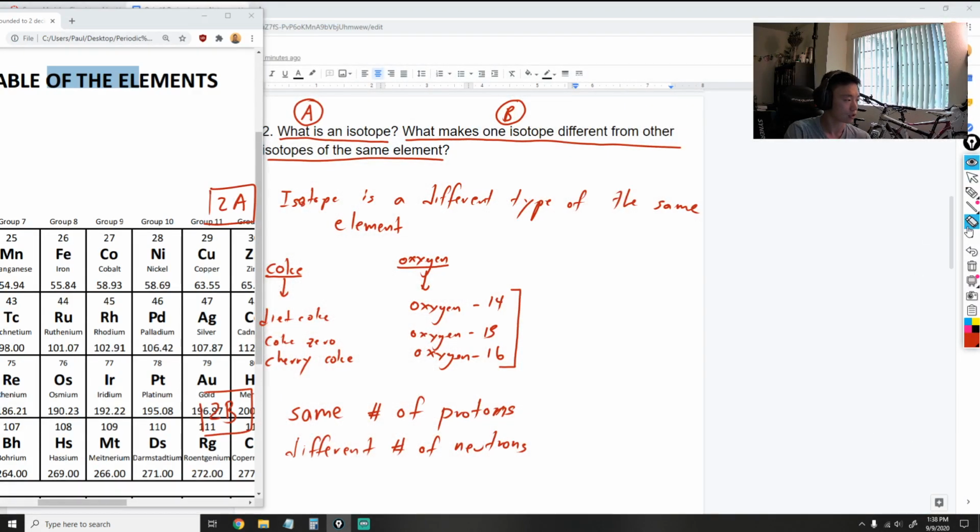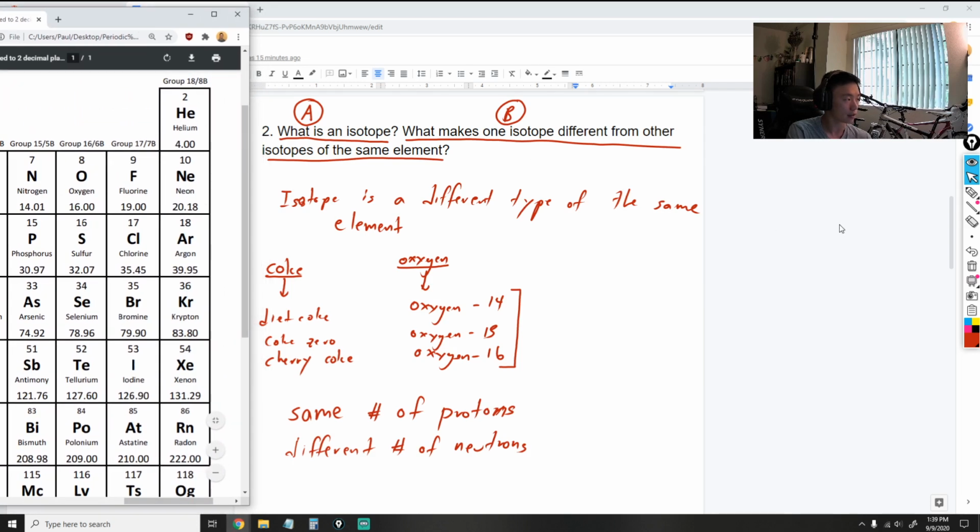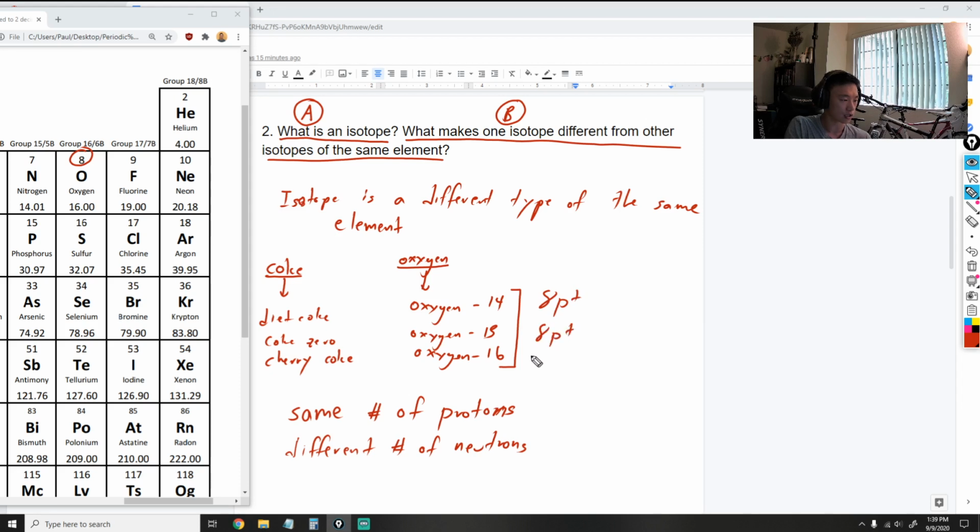So let me just erase this real quick. So if we look for oxygen on the periodic table, so if you guys have that out, make sure you find oxygen. Oxygen is on the top right. Okay, so oxygen, if you notice, it has 8 protons. So every single one of these oxygens, oxygen 14 is going to have 8 protons. Oxygen 15 is going to have 8 protons. Oxygen 16 is going to have 8 protons. Okay, but what makes them different is the number of neutrons. So oxygen 14 has a different number of neutrons than 15 and 16, and the other way around too.